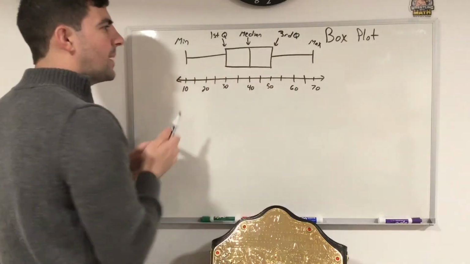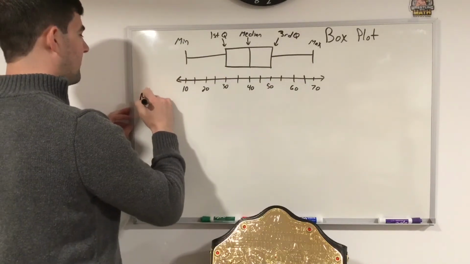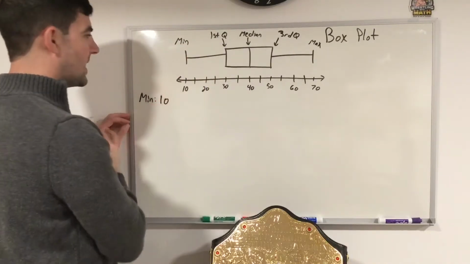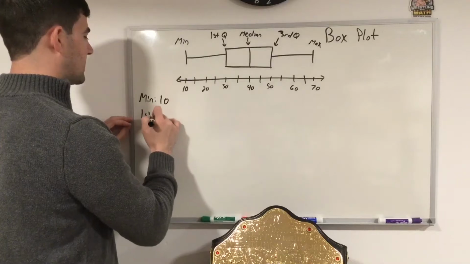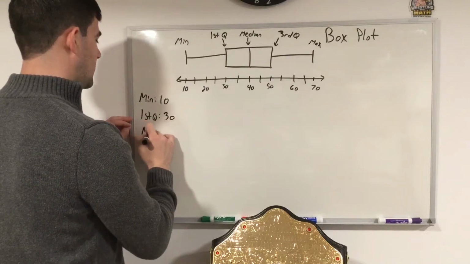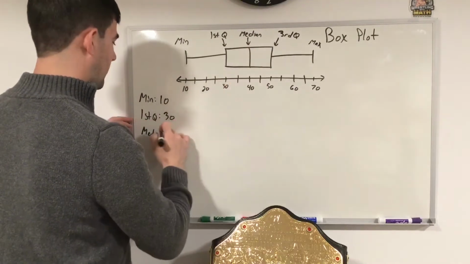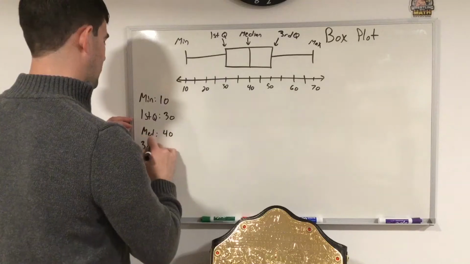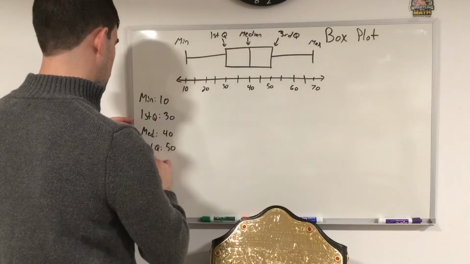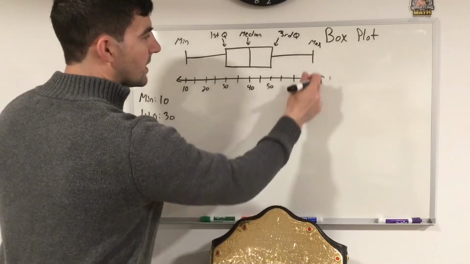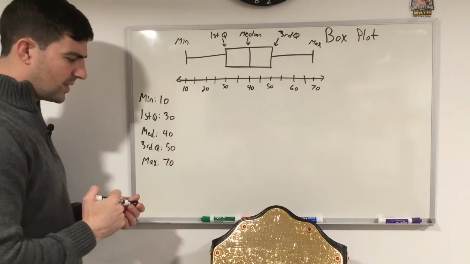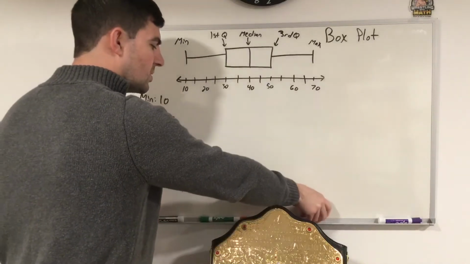Looking at this box plot here, if I look at my line and go down, my minimum is 10. My first quartile is 30. My median is 40. My third quartile is 50. And my maximum is 70. Again, my 5-number summary.